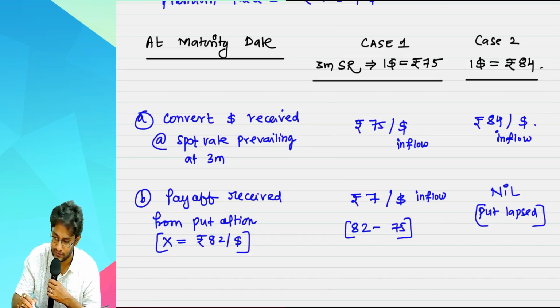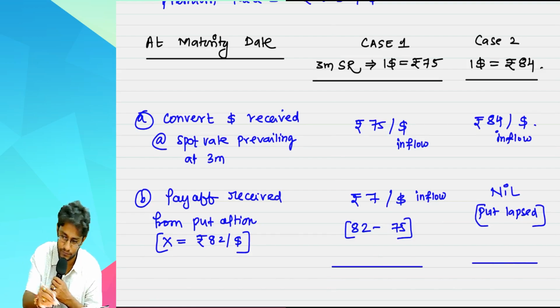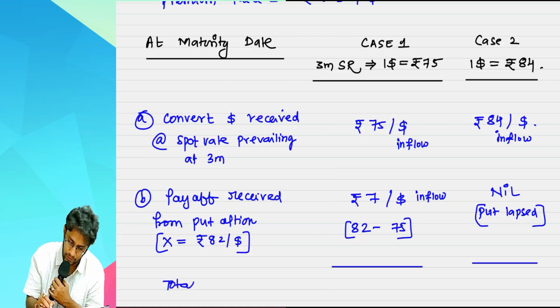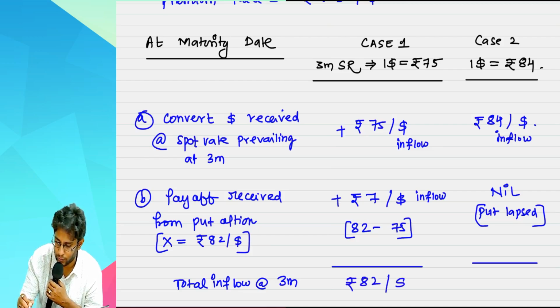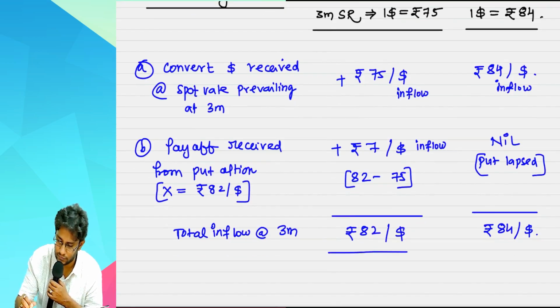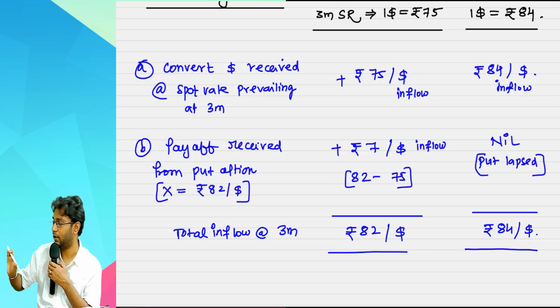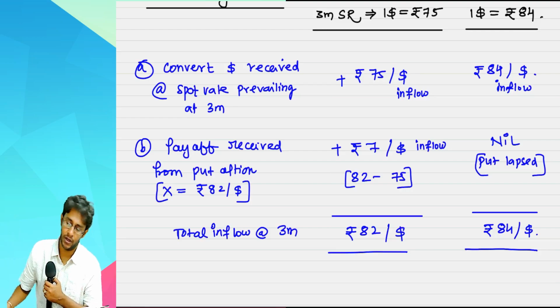Work out the inflow total. Not premium, sir. I'm talking only about maturity date. Total inflow at 3 months time will be equal to this 75 plus 7, which is rupees 82 per dollar. In this case 84. Of course, premium outflow was there at the beginning, that also is a factor, but anyway.